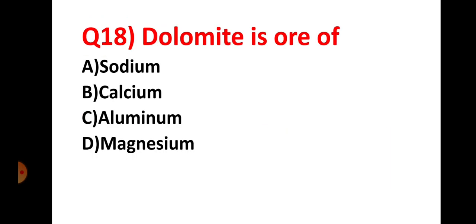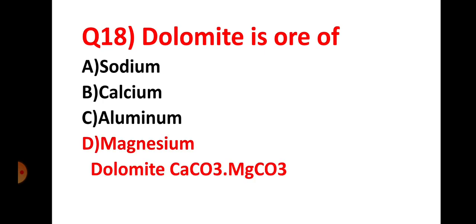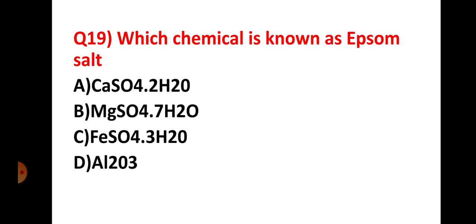Now let's move to question number 18. Dolomite is ore of magnesium, and the chemical formula for dolomite is CaCO3.MgCO3. Now let's see question number 19. Which chemical is known as Epsom salt? Epsom starts with M, and the Epsom salt is MgSO4.7H2O. That is option choice B, the right answer for question number 19.